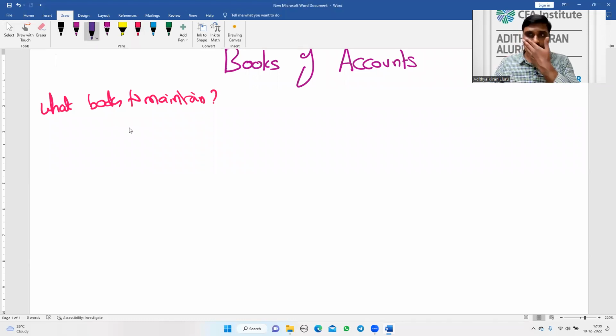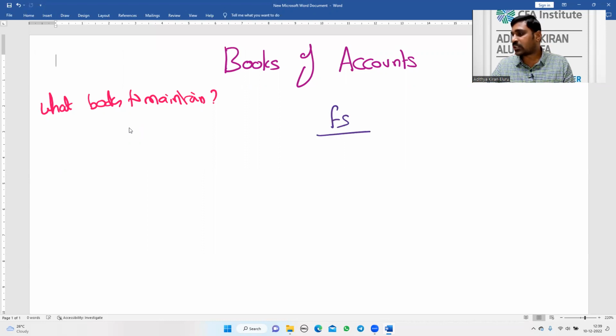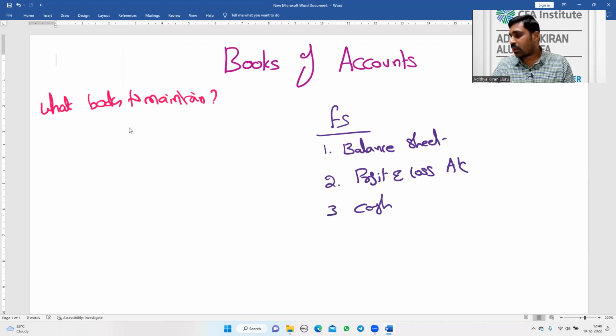Books of accounts are basically back-end support to the financial statements. We have three financial statements: the balance sheet, the profit and loss account, and the cash flow statement. Financial statements are the summary, and books of accounts are the detail.